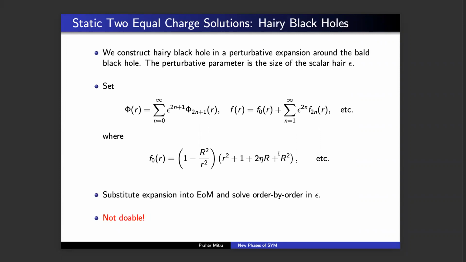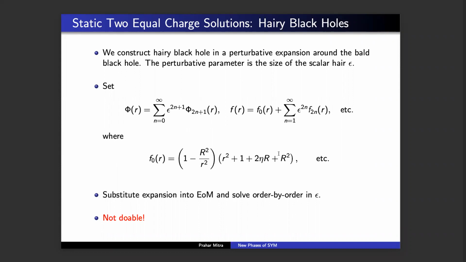The hairy black hole is set up in exactly the same way. We do a similar perturbative expansion, except that the base solution now is no longer AdS, but it's the bald black hole solution that we started with. Of course, the problem now is that because this bald black hole initial solution is so complicated, the differential equations that you get at every order in epsilon are not solvable.